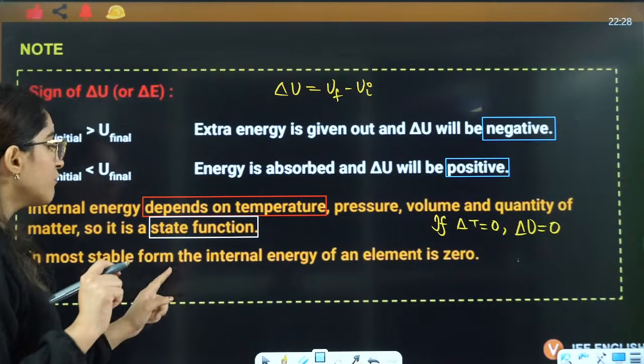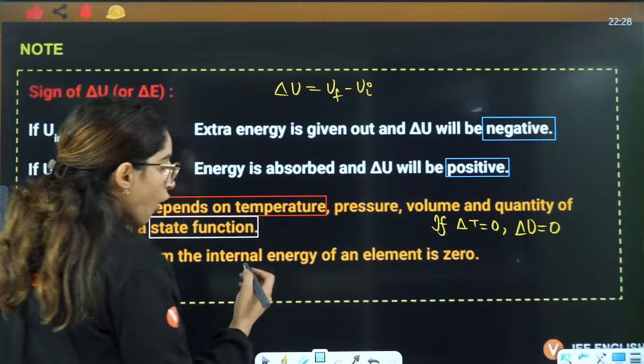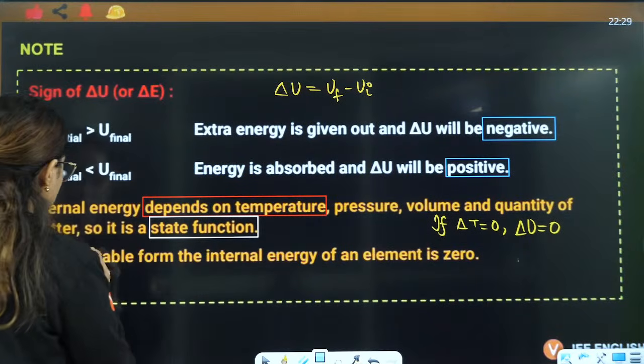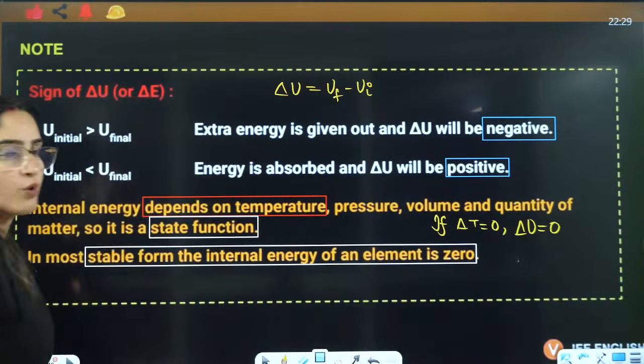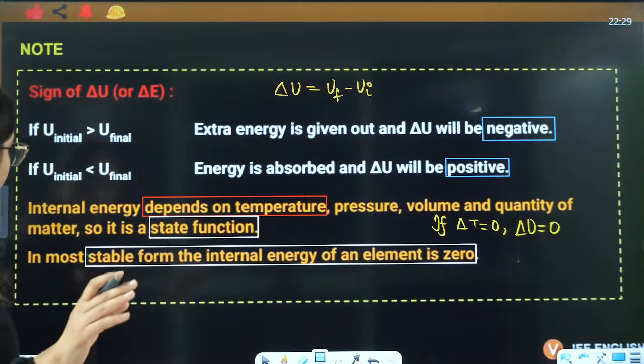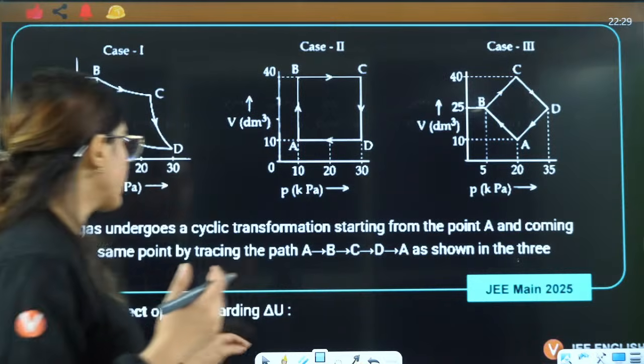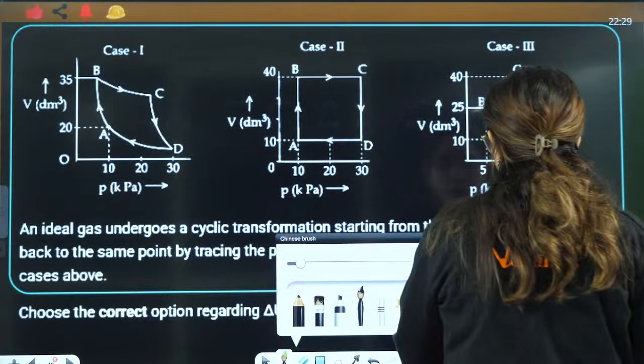In its most stable form, the internal energy of an element is 0. In a stable form, its internal energies are going to cancel each other, and hence they are going to be 0.